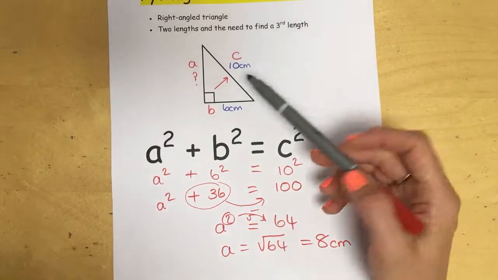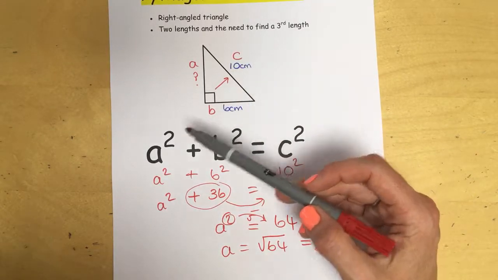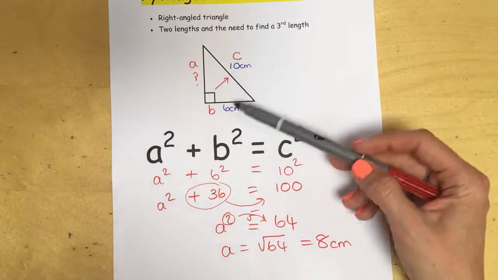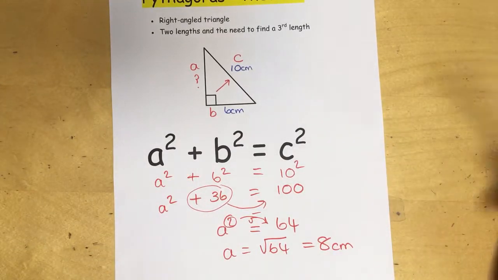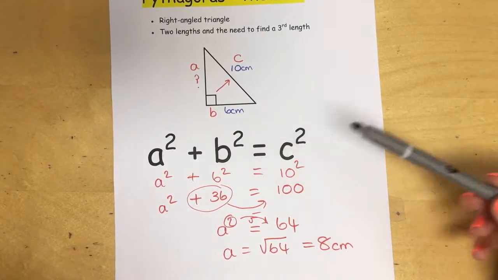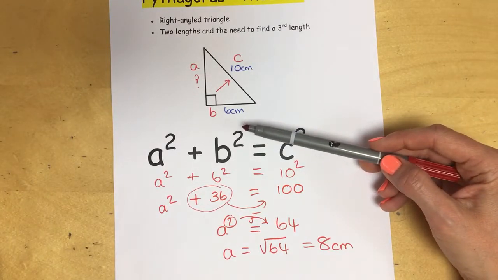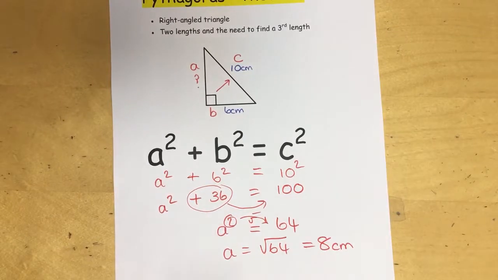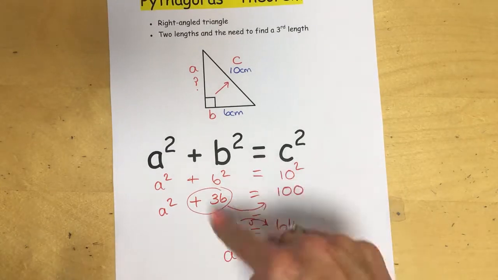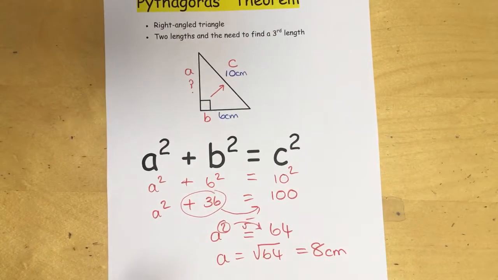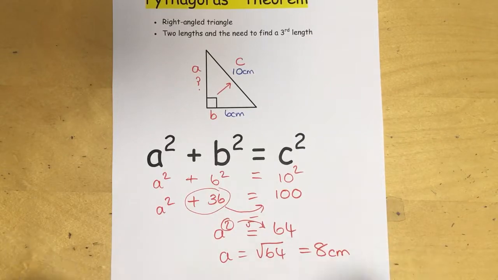Notice that when you want to find the longer length, the hypotenuse, you add the two numbers that you're given, square them, add them together and square root. But when you want to find the shorter side, you take the biggest length, square it, subtract the smallest length squared, and then square root. So there's a difference. Finding the biggest length, you add; finding the shorter length, you subtract. But this is using the formula and rearranging it to do it properly.